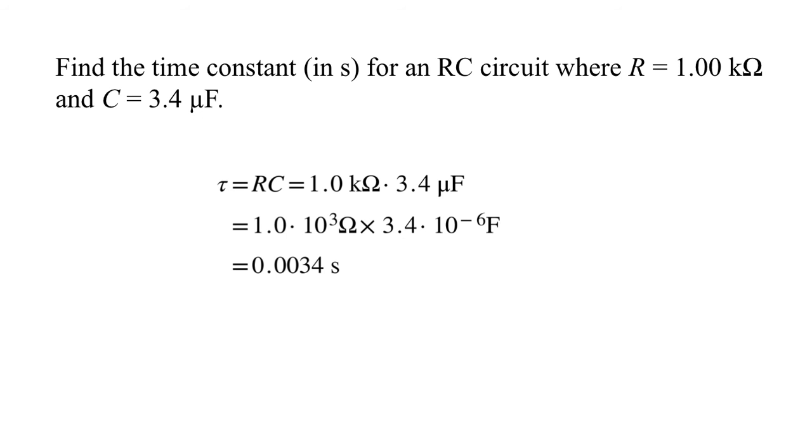This really is just plug and chug. Take R times C, and we get something like 1 times 10 to the 3 ohms times 3.4 times 10 to the minus 6 farads, which turns out to be 0.0034 seconds. This one would discharge very quickly, in about 3 milliseconds.